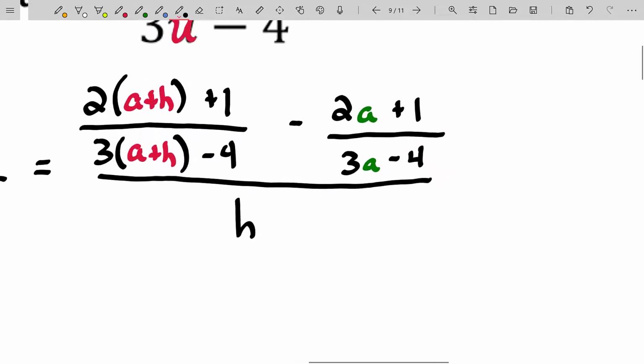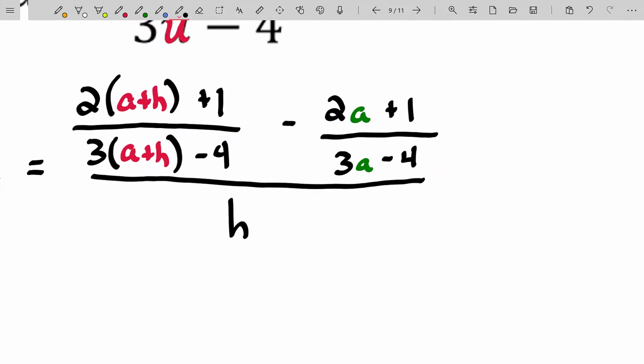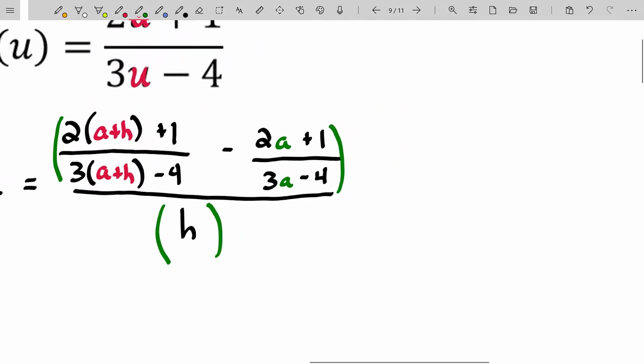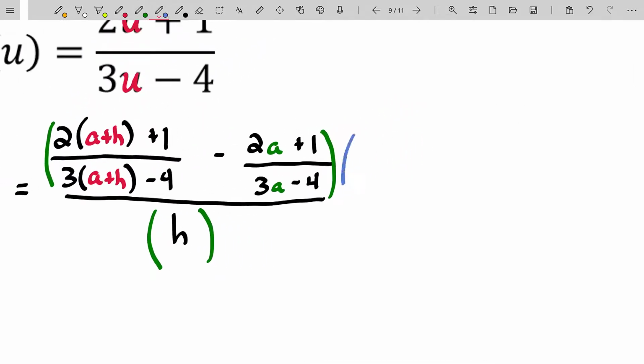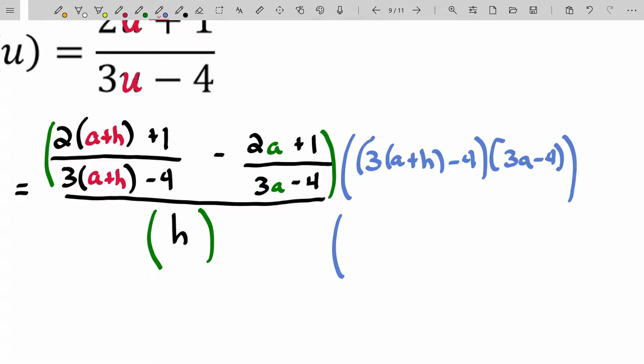All you're going to do is multiply numerator and denominator of the major fraction by the LCD of all the minor fractions. So in this case, we're going to multiply top and bottom by 3 times (a plus h minus 4) times (3a minus 4). And we do the same multiplication through the denominator. Again, note that I'm only multiplying by the number 1 here. It's just a fancy form of the number 1, but it is the number 1.